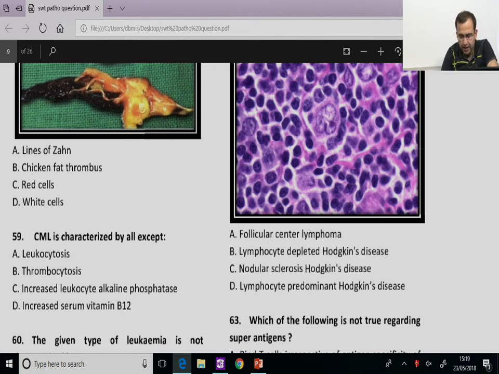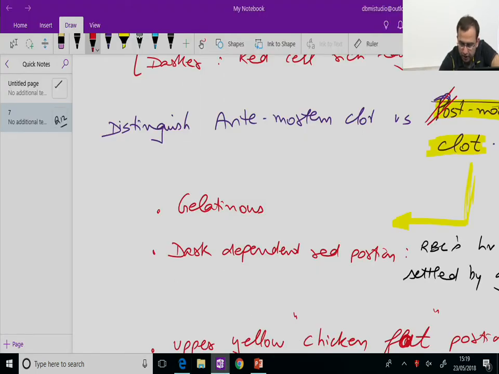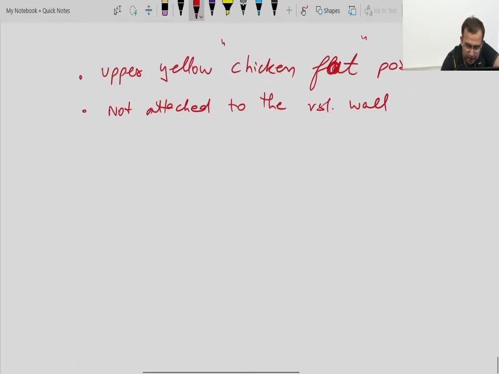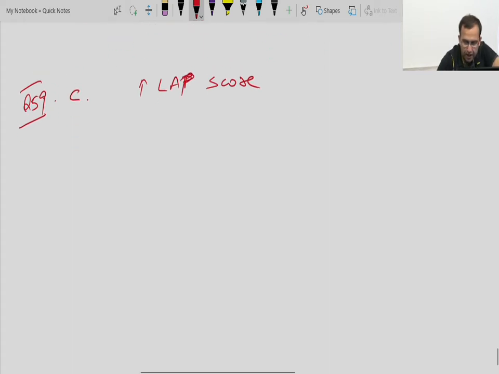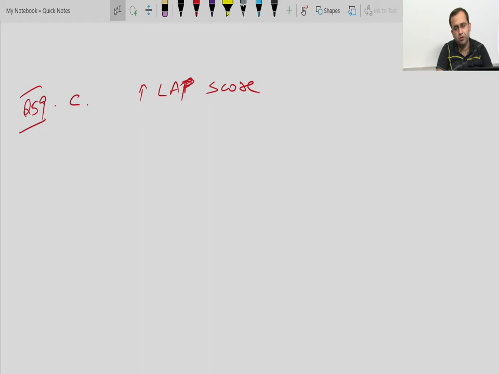59. CML is characterized by leukocytosis. Fair enough. Thrombocytosis. Okay. Increased serum vitamin B12. Fair enough. But increased LAP score? No. Extremely important. Question 59. The answer is C. In CML, LAP score is reduced. It is not increased. So it is characterized by all except an increased LAP score.